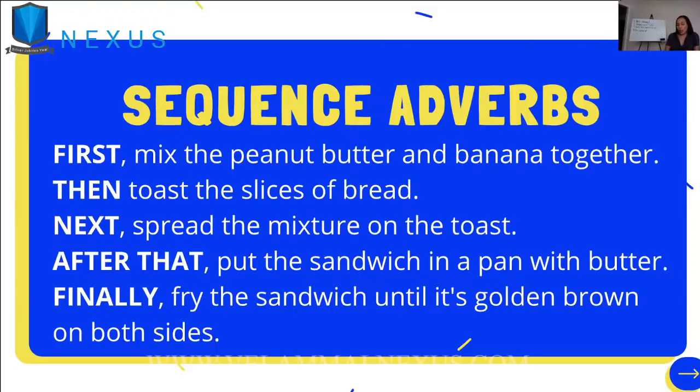Now, another thing that you can do is duplicate them. Okay, so if you have more than 5 steps, you can do first, then you say next, then after that, and you can use then again, or you can use next again, or you can use after that again. What you cannot duplicate are first and finally. They have to remain in the same position and they cannot be duplicated. Everything else in between can be duplicated and can be switched around.